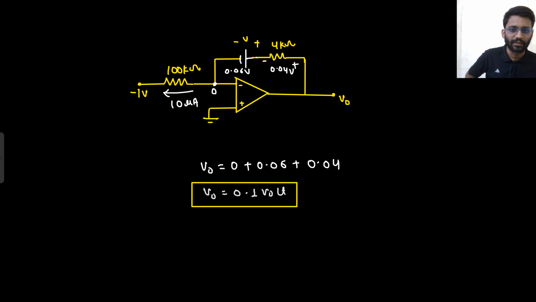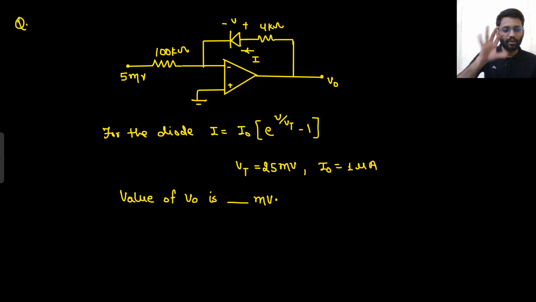Let's move towards the next question. So I should not remove that 10 microampere current. Next question will be very interesting. So put your whole concentration here, then only you will be able to understand. 5 millivolt voltage source is there, and the diode is there, same circuitry is there, everything is same. Now what do you think will happen?